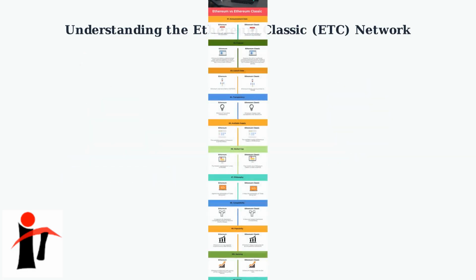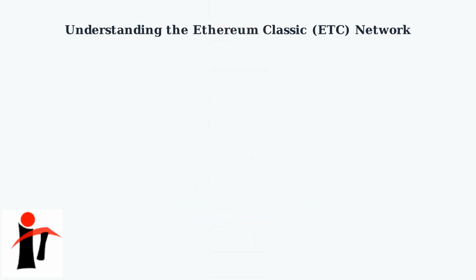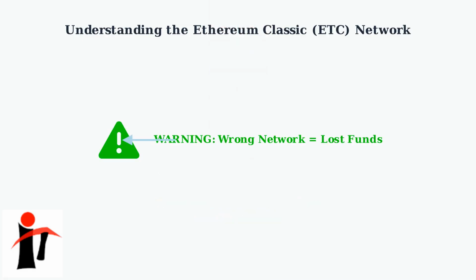Here's a comparison showing key differences. ETC was announced in July 2016, uses ticker ETC, and emphasizes immutability and censorship resistance. ETH, launched earlier, uses ticker ETH and focuses on scalability with proof-of-stake. The most important thing to remember: sending ETC to an ETH network or address will result in permanent loss. Always double-check the network selection in your sending wallet.